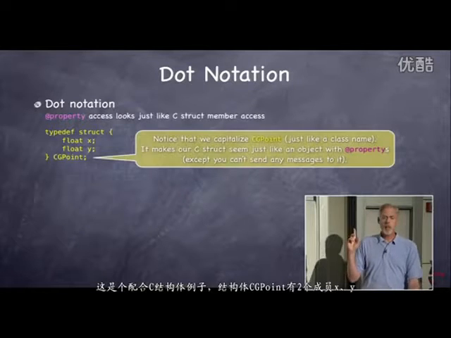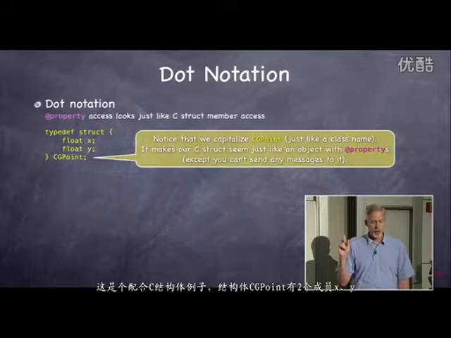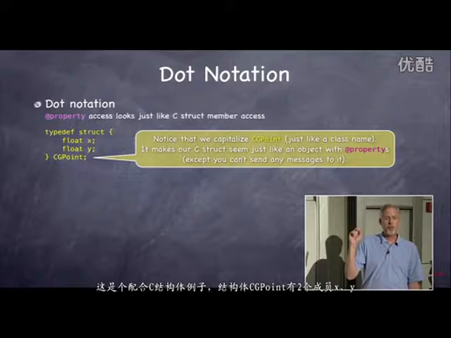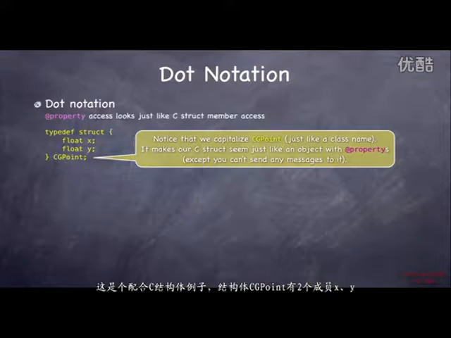Just to give you an example of how this synergy works, I created a little code example. So I have a struct here, a C struct that I've typedef'd called CGPoint. It has two members, x and y, two floating point numbers. So this might be a point on screen, let's say.